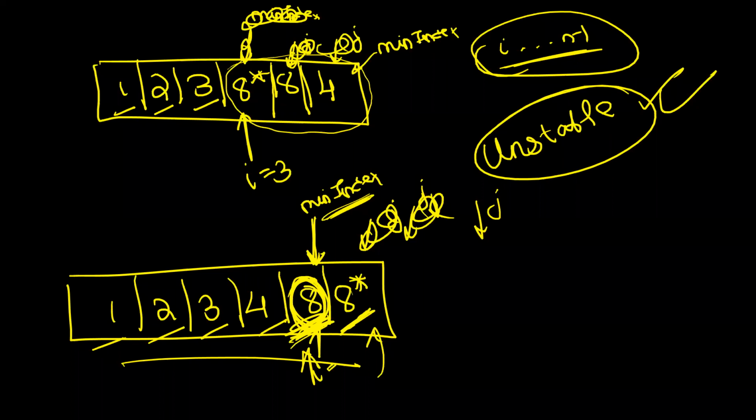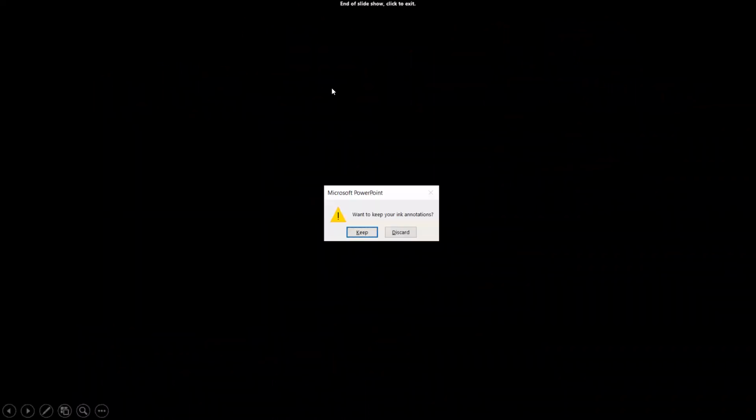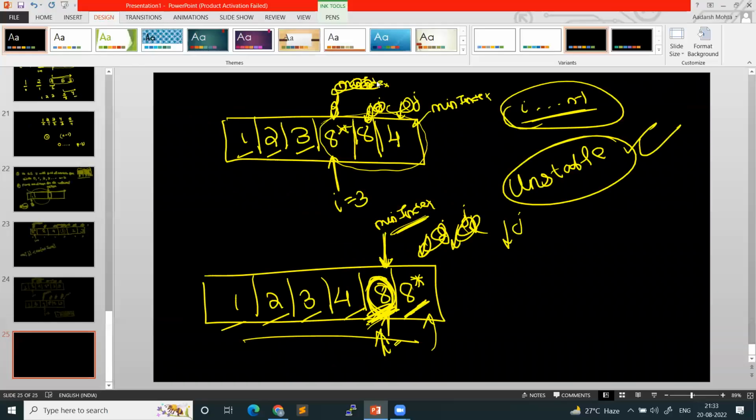So the time complexity, if you realize very carefully, what am I doing? I think the slides say it's n square. It's n square, right?